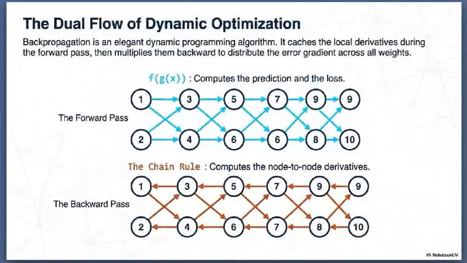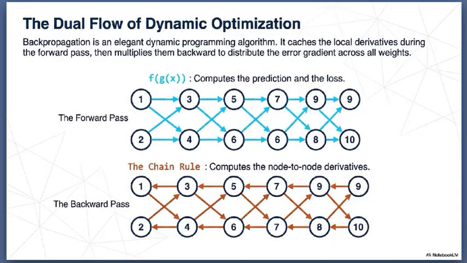And what makes this work is the dual flow of dynamic optimization. Backpropagation happens in 2 phases. Yes. The first phase is the forward pass. The data flows through the mathematical nodes, computing an initial prediction. But crucially, as it moves forward, the system caches the local derivatives. Caches them. It remembers the exact rate of change at every single operational step. It records how much each specific node contributed to the final outcome.